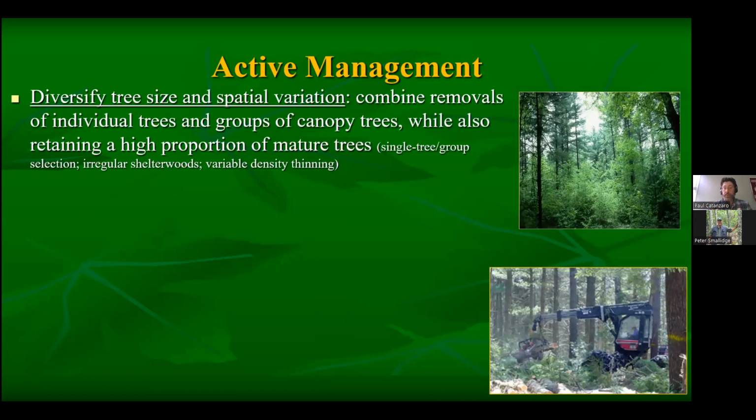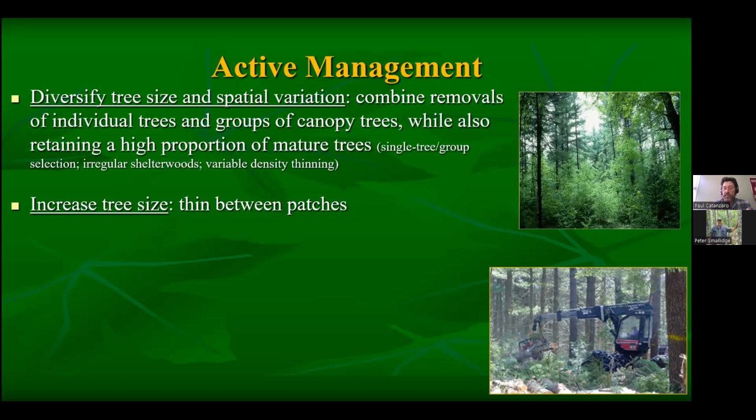If one of the characteristics is diversifying tree size and spatial variation, then when you're looking at active management, combine the removals of individual trees and gaps. So in other words, we want to create that patchiness. We want to leave a high proportion of mature trees, but we want to use regeneration systems, silvicultural systems that are not even age and taking everything out at once. We want to promote or keep that patchiness or that gappiness. And we can do that by using some standard silvicultural systems and applying those.